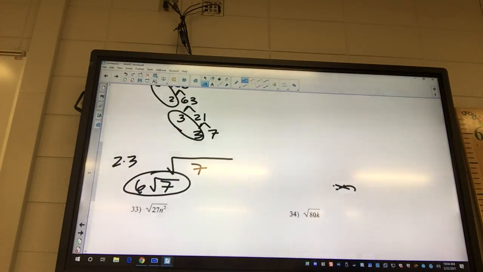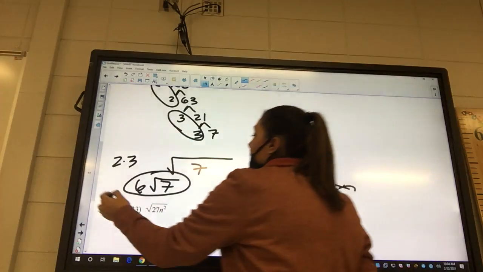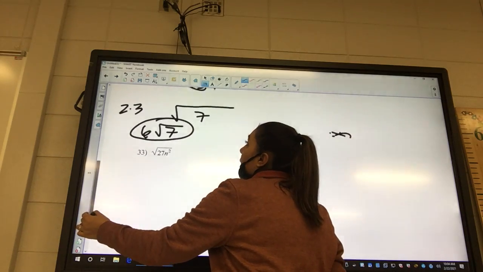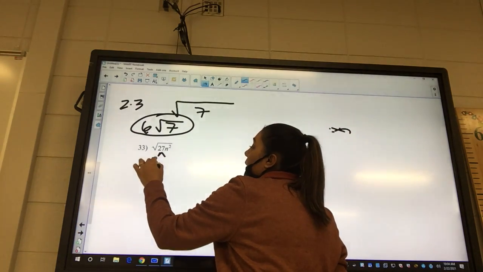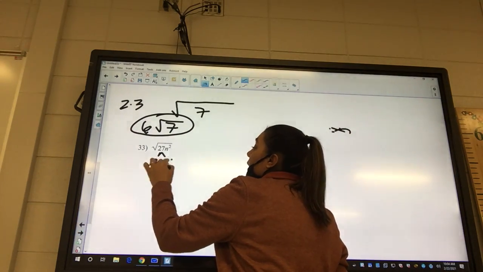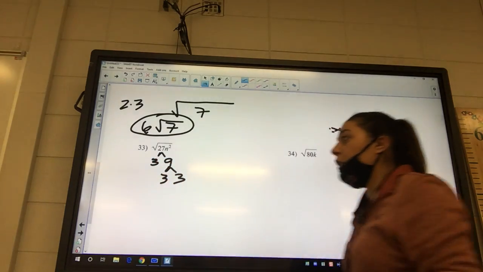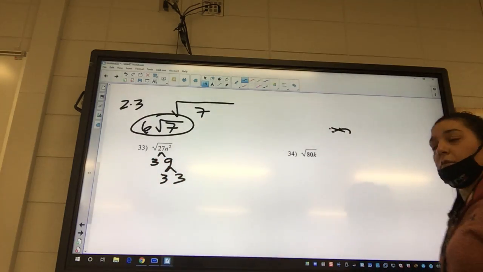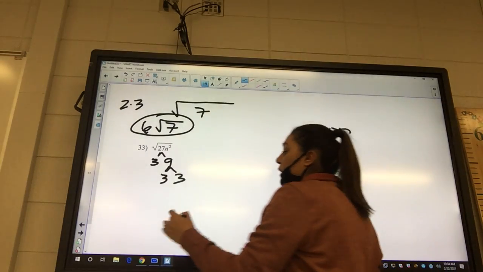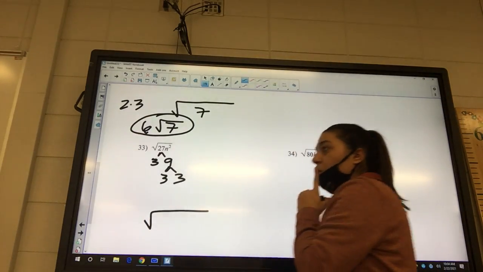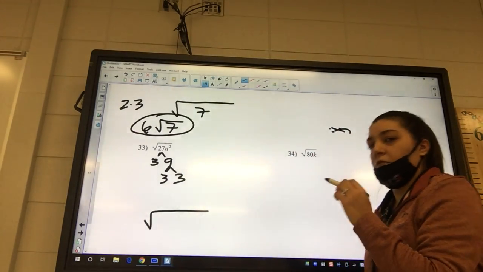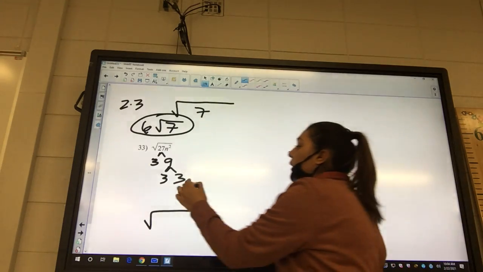All right. What about 33? What are some factors of 27? 3 and 9. What about 9? 3 and 3. Okay. What's our group number? 2 is our group number, so we need to go in groups of 2. Who can go? One group of 3.